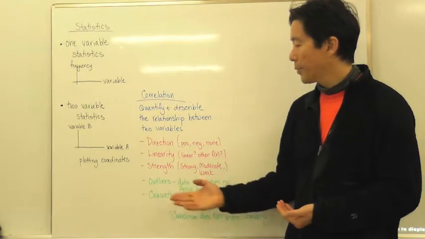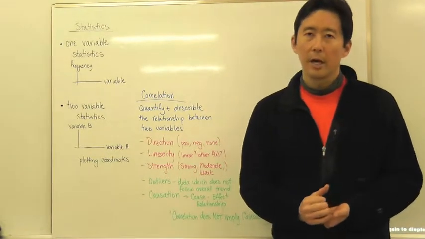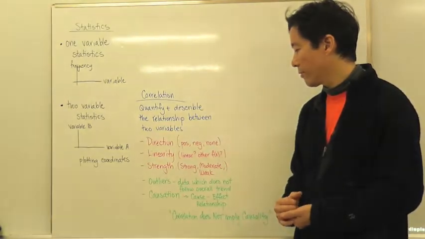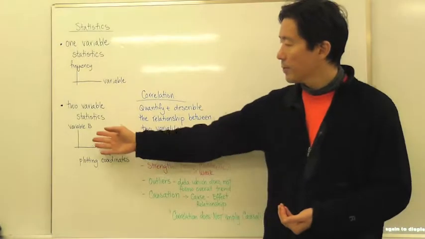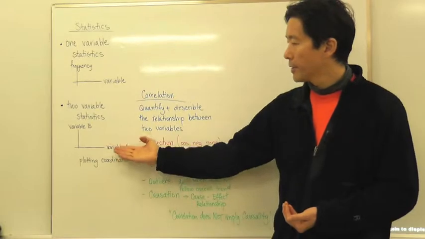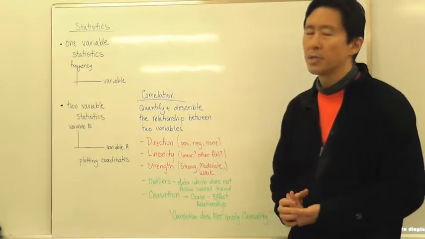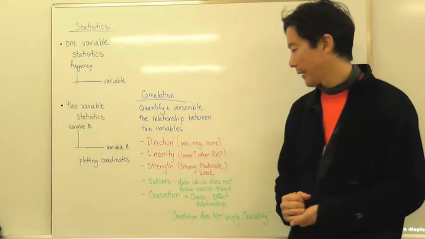In addition to that, what we want to take a look at as well are outliers. Outliers are data which does not follow the overall trend of whatever is plotted here based upon the values of variable A and variable B. We'll take a look at some of those situations in class.